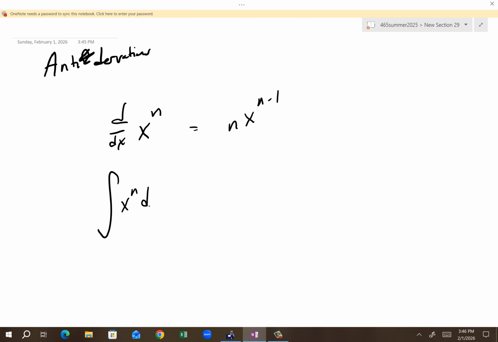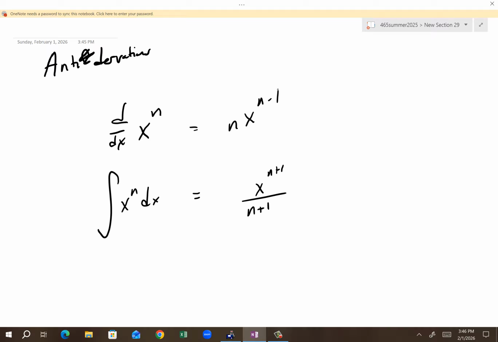So on some things, for instance, we learned about the power rule. So you have x to the n. The derivative of x to the n, of course, is n times x to the n minus 1. Well, if we're doing antiderivatives, we're going to write it like this. If we take the antiderivative, you will get x to the n plus 1, because you add 1 to the exponent, and you divide by n plus 1. This is the power rule for antiderivatives.